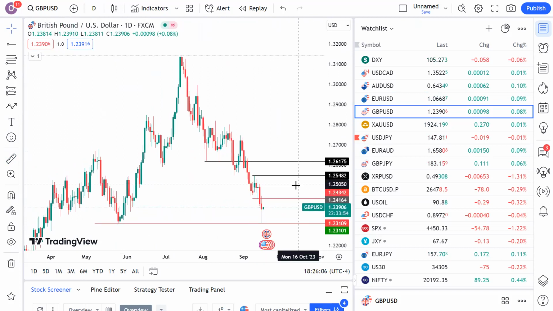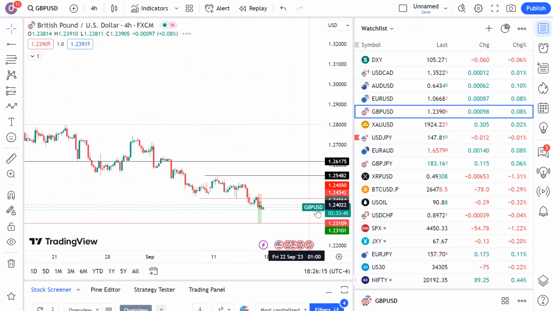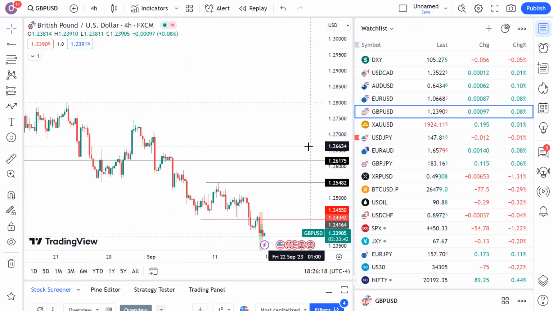So personally, I'm still bearish on GBP USD just because the structure has not changed. We've been getting a lot of breaks and retests, so I'm just looking for another move back down, right?